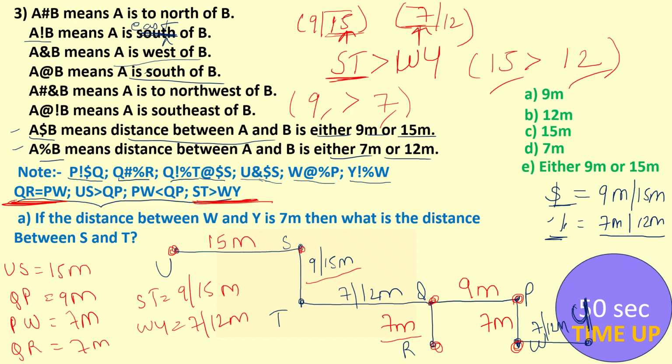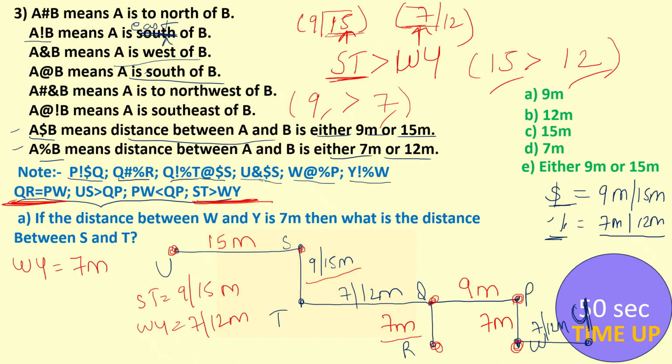So what is the first question telling you? If the distance between W and Y is 7 meter, they have given in the question itself that if WY distance is 7 meter, suppose, then what is the distance between S and T they are asking.